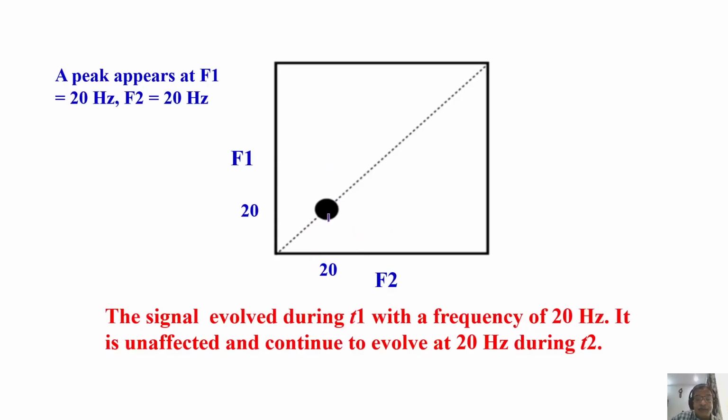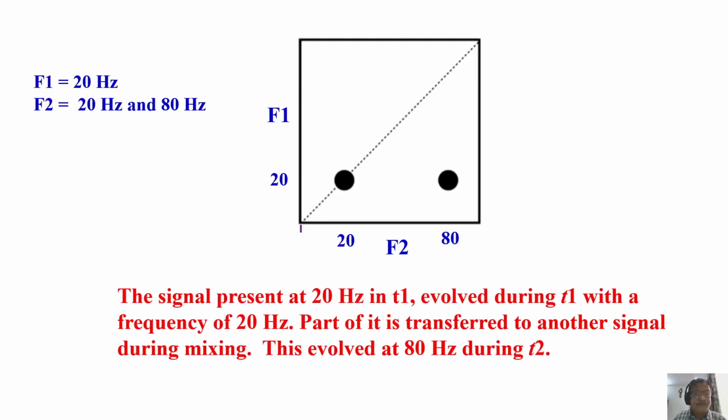Now this peak is coming at 20 hertz in the F2, 20 hertz in F1. So this frequency remains the same in both the dimensions, and it has not given energy to any other peak in this dimension or in this dimension. As a consequence, it has no coupled partner. So it is a diagonal peak. That's what you have to understand.